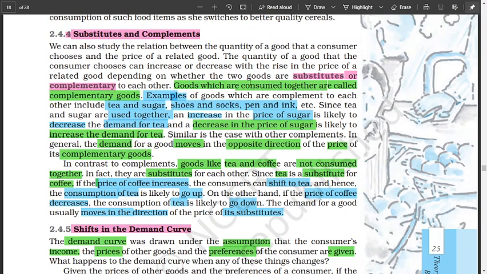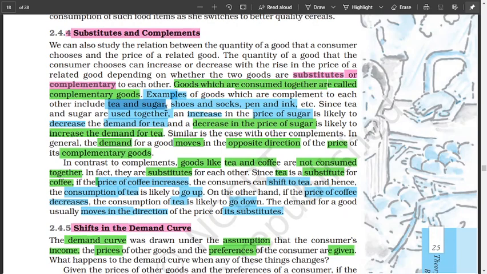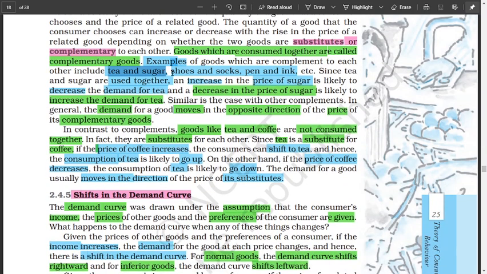Goods which are consumed together are called complementary goods. When you have to use one, you need the other. You need two at a time. Example like tea and sugar. How can you have tea without sugar for the majority of people? Shoes and socks, pen and ink.